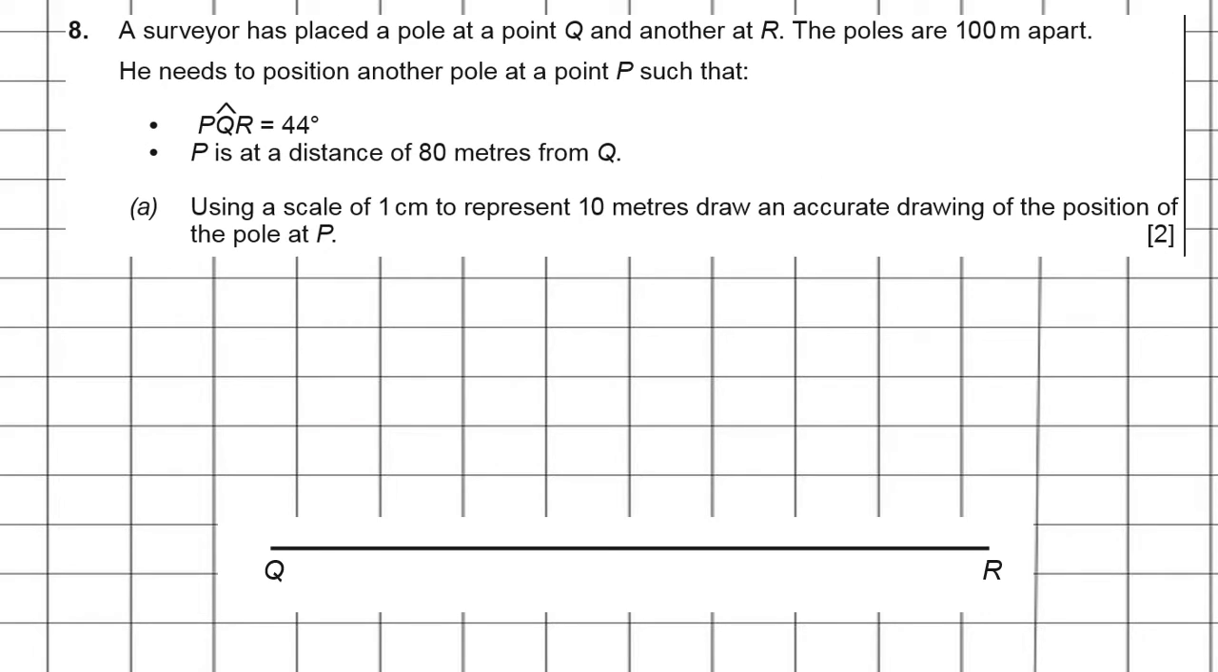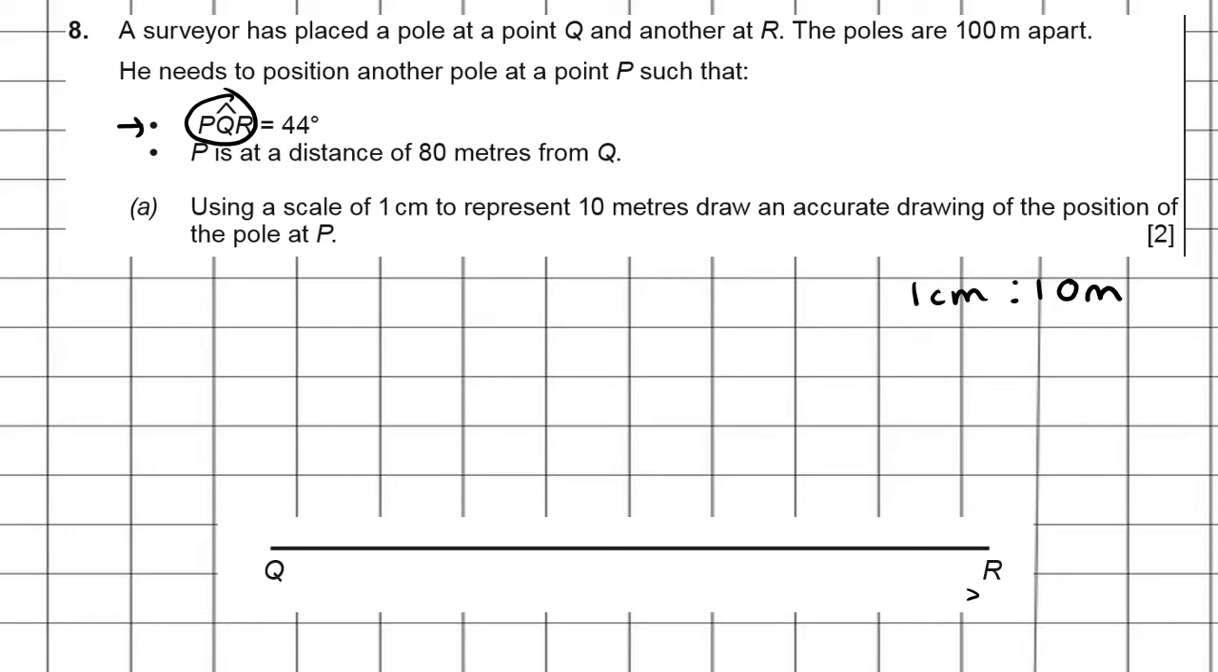A surveyor has placed a pole at a point Q and another at R. The poles are 100 meters apart. So this is 100 meters. He needs to position another pole at point P, just at PQR. So PQR equals 34 degrees, and P is a distance of 80 meters from Q. Using a scale of 1 centimeter to represent 10 meters, draw an accurate drawing and position of the pole at P.